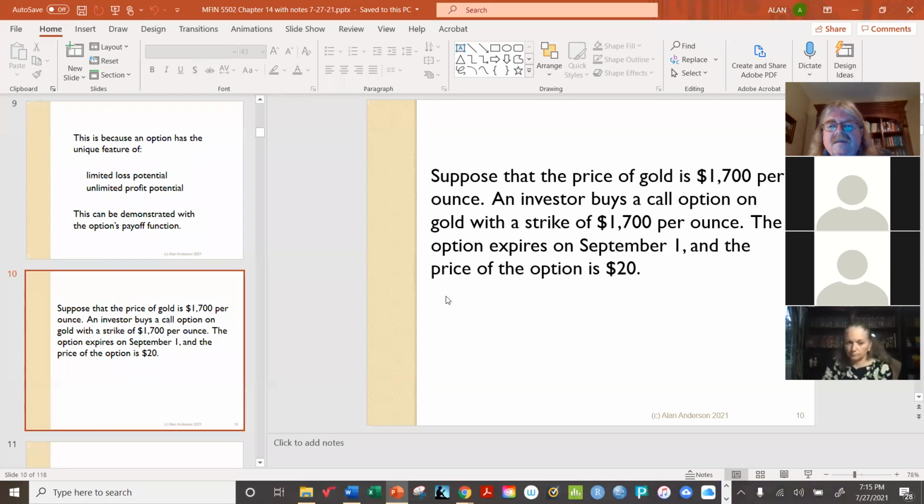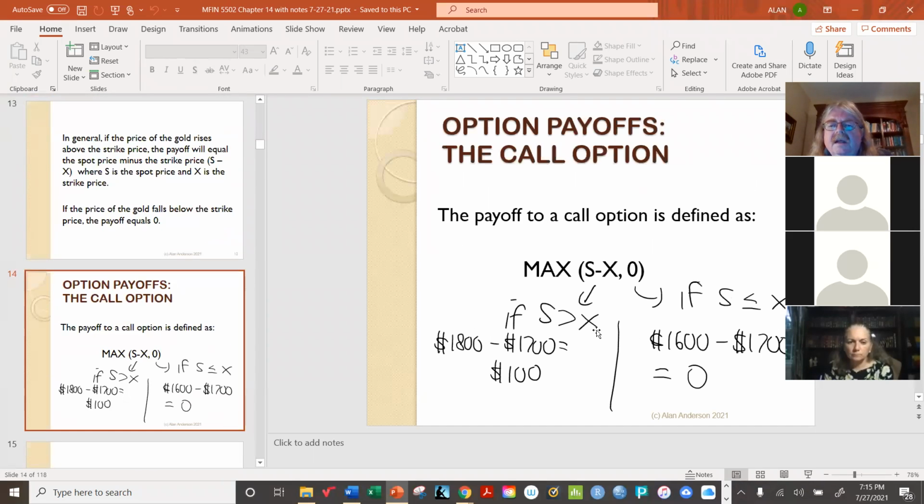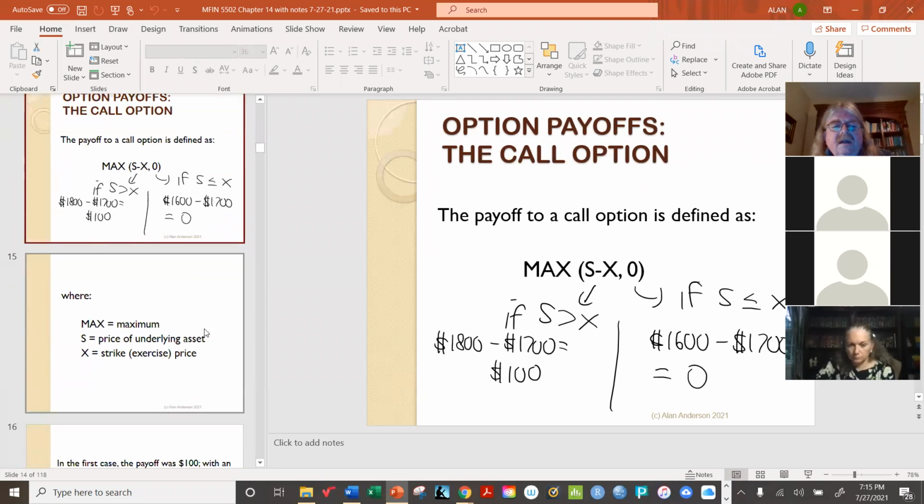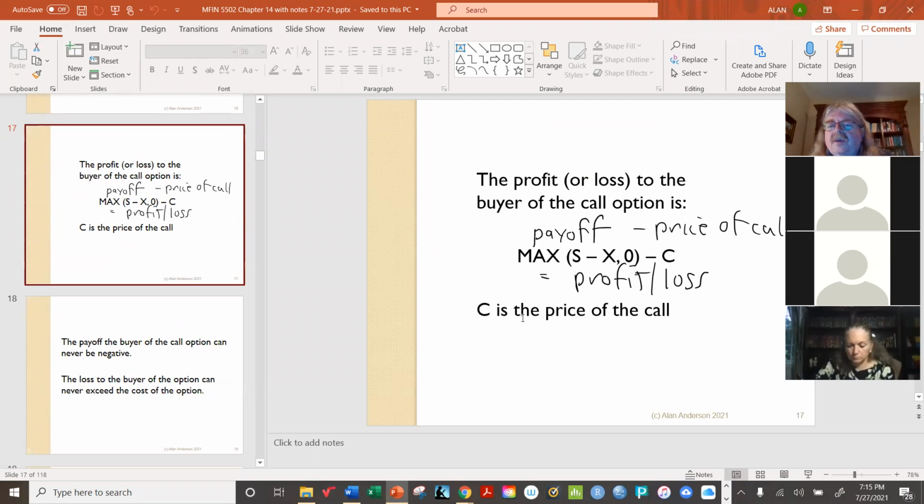All right, so let's get back to this. So I believe we did this example with the gold, so we don't have to go through this again. Just remember the payoff to the call option is max(S minus X, 0), which means if the spot price, as it's called, of the underlying asset is above the strike price, we'll make a positive payoff. Otherwise, it's 0. And in order to calculate the profit or loss, all we have to do is take the payoff and subtract off the price that we paid for the call. That's how much money we actually end up with. And this could be negative, but since the payoff can't be negative, the worst outcome is negative C, which means we just lose the money we paid for the call.